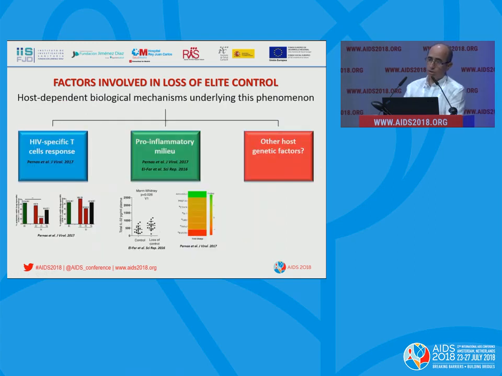However, the biological mechanisms involved in this phenomenon are not well understood, and only very recent studies have addressed this issue and have shown that the HIV-specific T-cell response, in a recent study in the Spanish research cohort, as well as a pro-inflammatory milieu, may be factors involved in this loss of spontaneous control of HIV replication. Also, another study has pointed to IL-32, another inflammatory cytokine, as having a relevant role in this phenomenon. However, other host genetic factors that may be involved have not been explored so far.